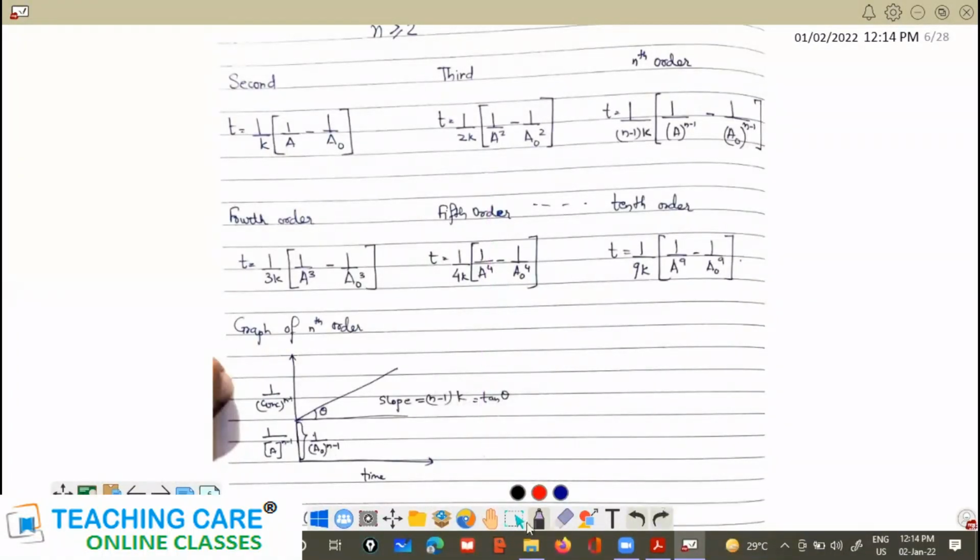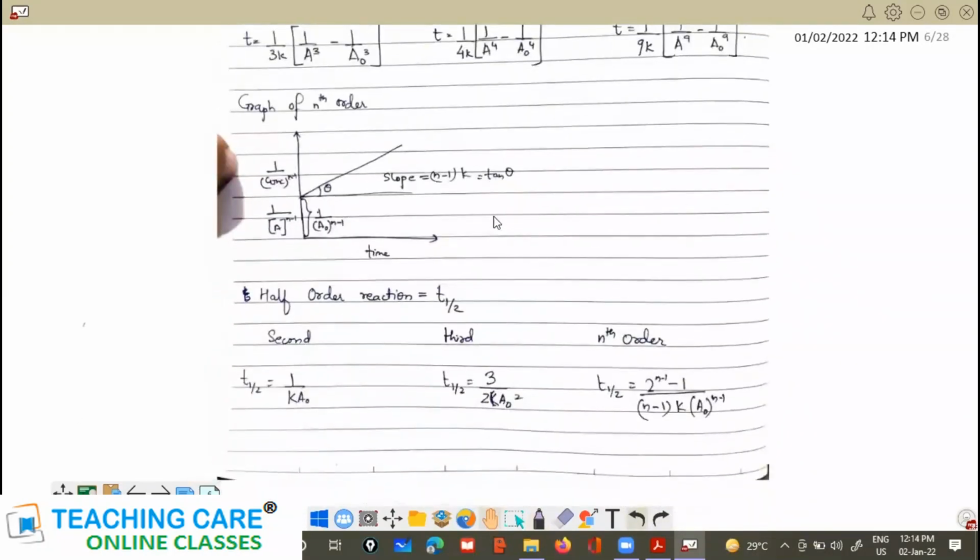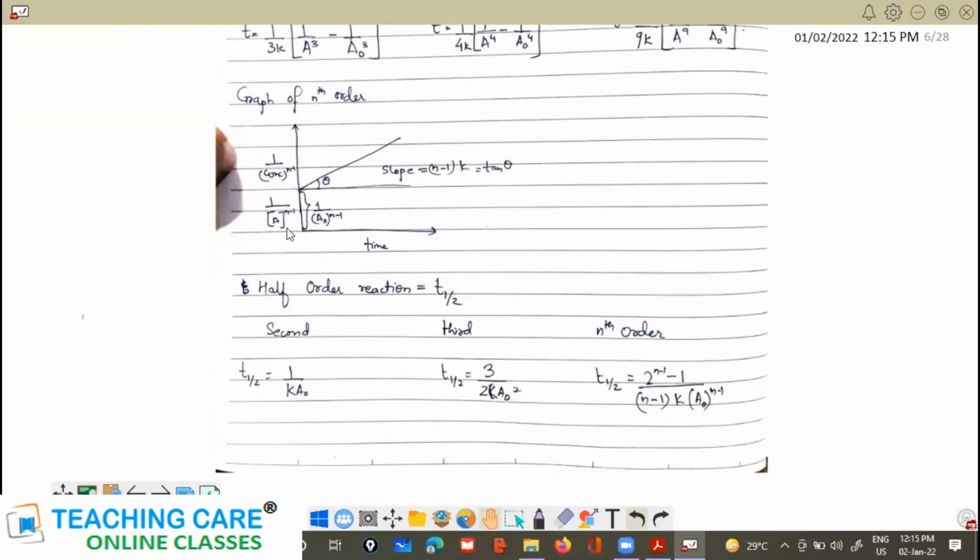When it comes to the graph also, the graph will have the same type of form. For nth order, it will be 1 by concentration to the power n minus 1. So the slope will be n minus 1 k. Half-life again: second order is 1 by k a naught; third order is 3 by 2 k a naught square. So for nth order it will be 2 to the power n minus 1, minus 1, over n minus 1 k a naught to the power n minus 1. Clear? This is the general half-life for all orders of 2 or more than 2.